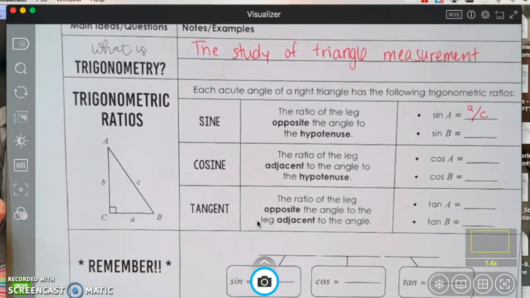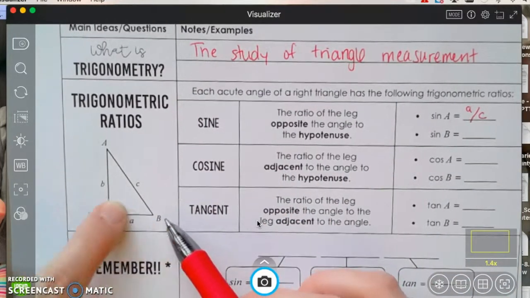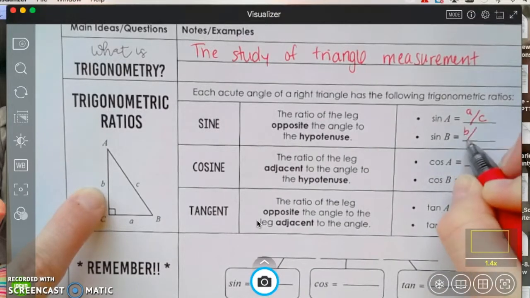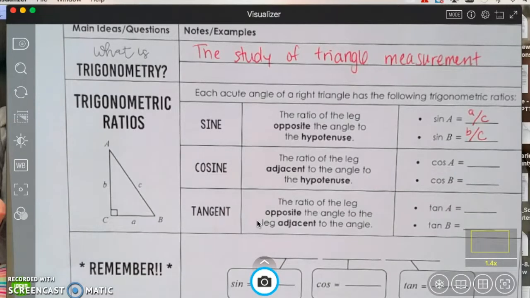That's that ratio. If I look at angle B now, the leg opposite of angle B is that lowercase b, and then my hypotenuse still stays the same and is C. So that's the ratio that you're going to see for sine when we use that.